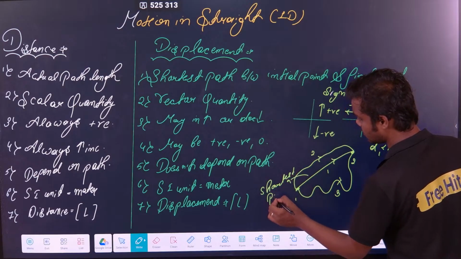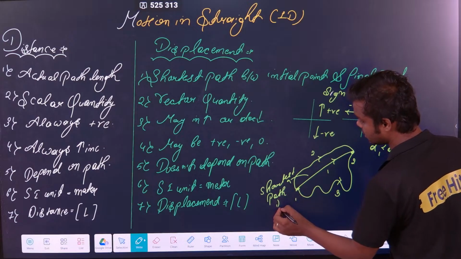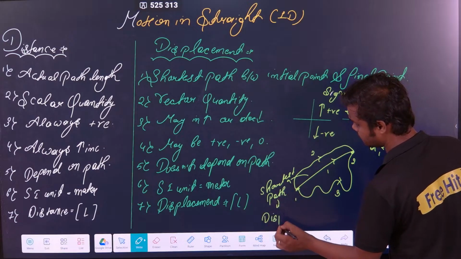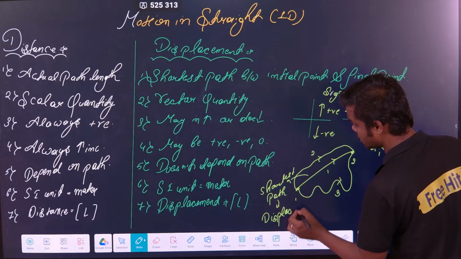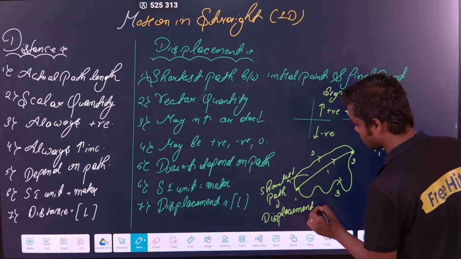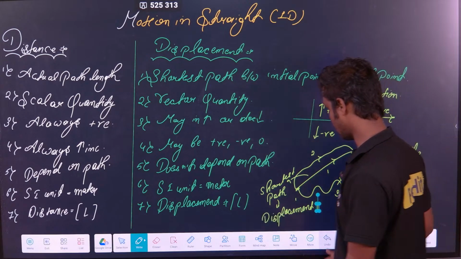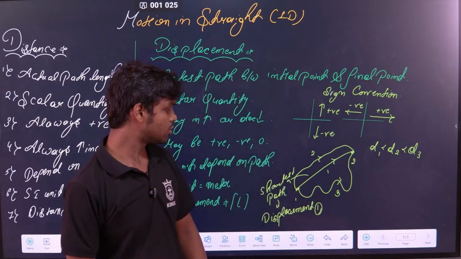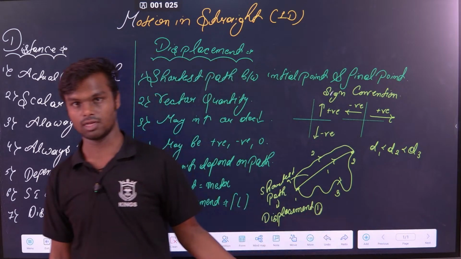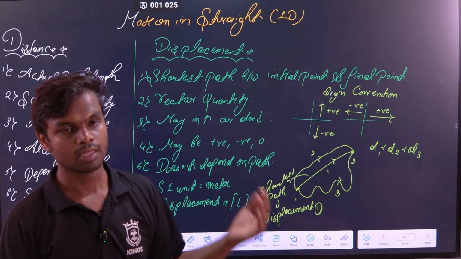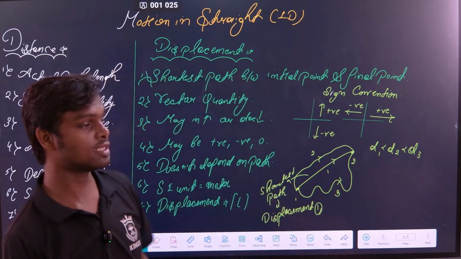This is the shortest path. So that means this is the displacement. This is a displacement, so displacement is 1. Okay, 1 is a displacement, whereas 2 and 3 are not. Are you getting my point? So remember that displacement is the shortest path and distance is the actual path.